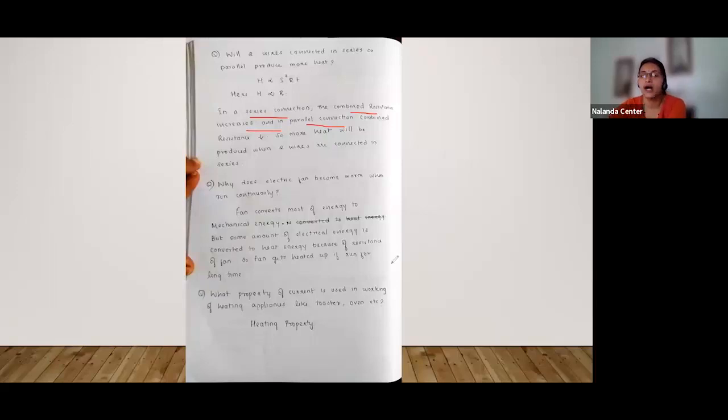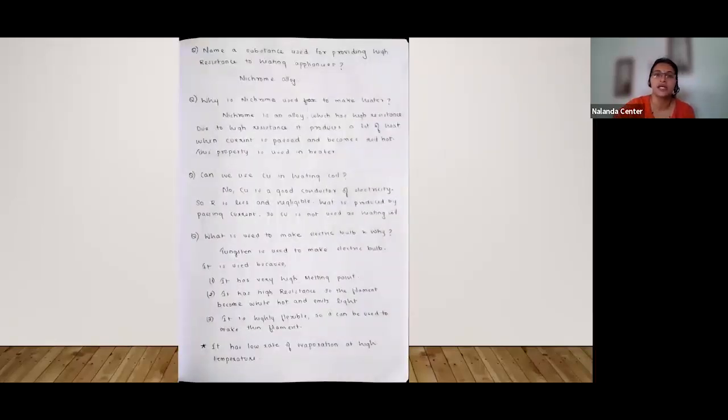Now, another question. Why does electric fan become warm? Even when most of the energy is going to be converted into mechanical energy of rotation, some part is going to get converted into heat energy because of the resistance. Okay, so if it is run for a long time, because of I square RT, because of the factor of time, it gets heated up. Okay, now what is the property of the current which is used in working toasters and oven? Heating property is used. Now the next question is, what is used to make heaters and all those heating appliances? Nichrome is used. We already discussed the reason.